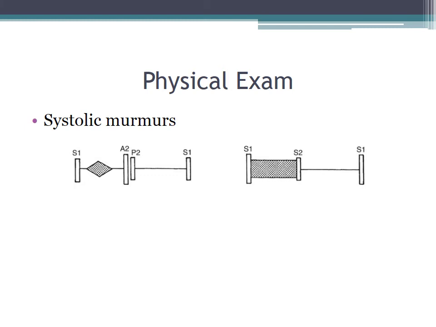So classification of heart murmurs is based on the timing of the heart murmur in relation to S1 and S2. The heart murmur is classified into systolic, diastolic, and continuous. Systolic murmurs occur between S1 and S2, and most heart murmurs are systolic.